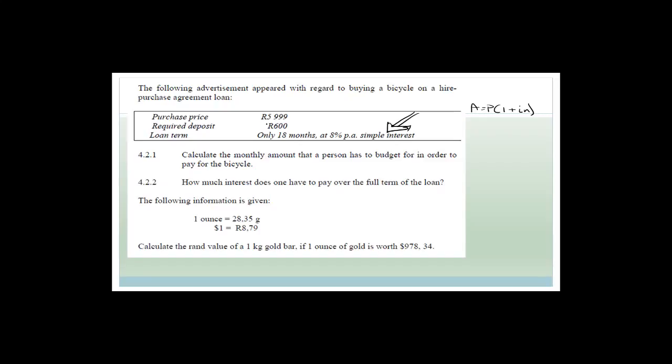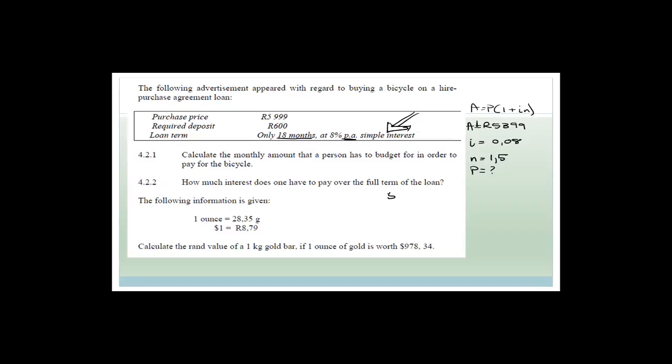So what's left is the amount, which is 5,399 Rand. The interest is 8% per annum for simple interest, so that's going to be 0.08. And the period is going to be what? It's 18 months. But remember, this is per annum, so therefore this is going to be 1.5. And we want to work out what P is. That's what we're trying to work out.